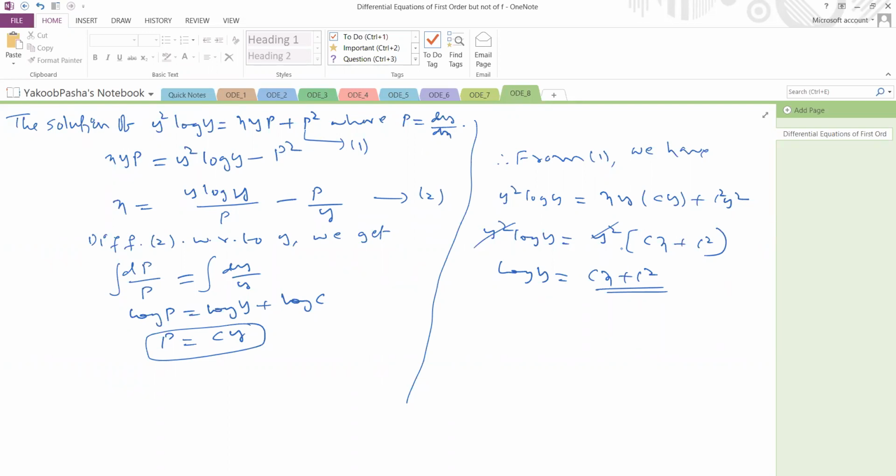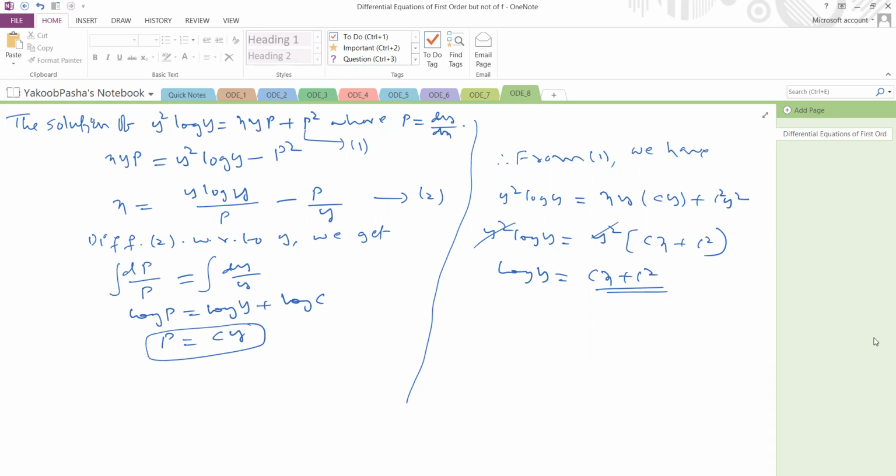Okay, if it is not easy to eliminate the p value, then the solution becomes the product of the first equation and the integrated equation, the general solution. Okay, no need to worry about solvable for y and solvable for x.